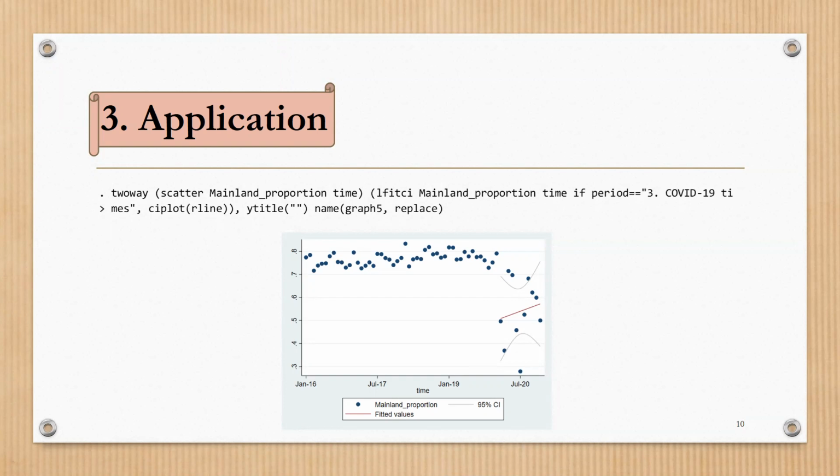So for the fitted values that is focusing here, we can see the 95% confidence interval is much wider because the data itself is really scattered, quite distant to each other.